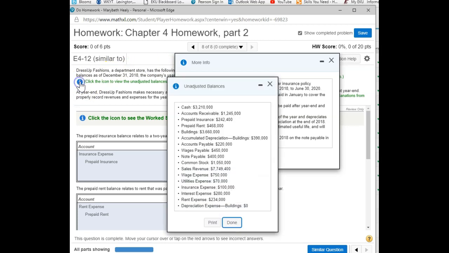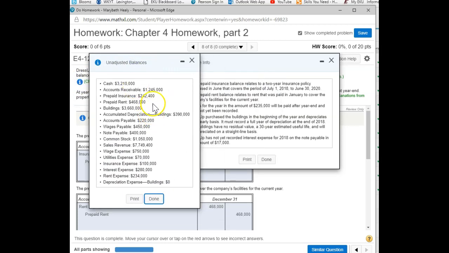So 6 months have gone by out of the 24 months period. Now I'm going to click on unadjusted balances, and we'll see that prepaid insurance is at $242,400. So what we can do is divide that by 24 months, then multiply that by 6. That will be the amount of insurance that's been used up, the prepaid insurance that's been used up. And so what we want to do is get prepaid insurance down to a smaller amount that represents the 18 months that are left. Right now it's at 24 months. So prepaid insurance has got to go down.